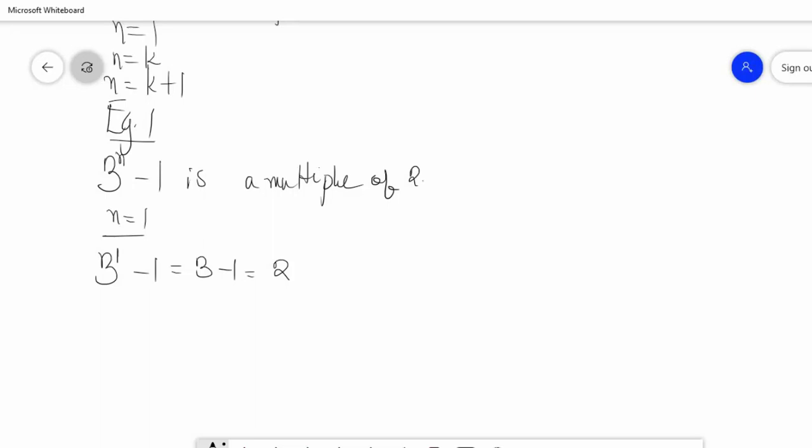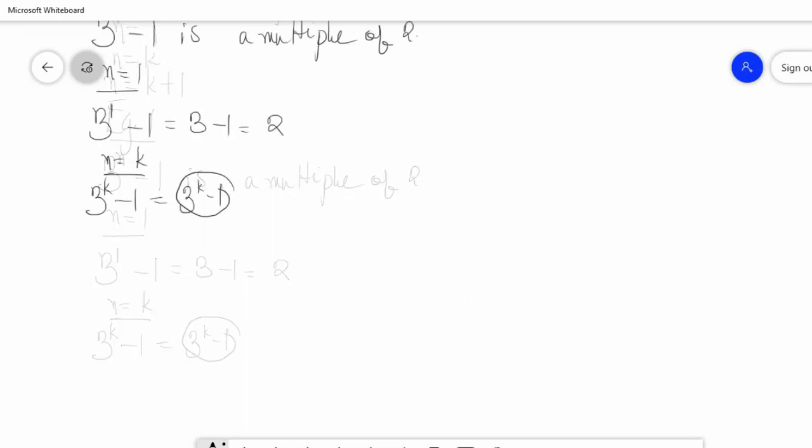So we go to the next iteration where we have n equals k. And so this one shall give us, by substitution, 3 to the power k minus 1. So we shall assume this value to be true. After establishing this assumption, we shall go on to prove for when n is equal to k plus 1. And so by substitution, we shall have 3 to the power k plus 1 minus 1.